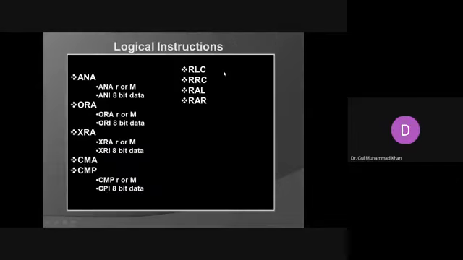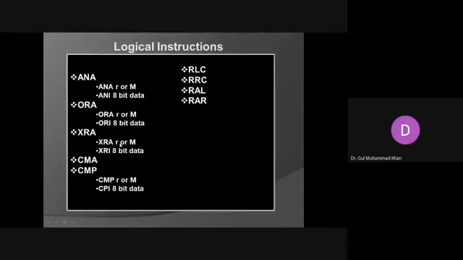Next is logical instructions. What logical instructions do we have? We have AND, OR, XOR, complement, compare, rotate, rotate through carry, and rotate all right, I mean, considering carry as a part of the instruction as well. Again, it is with a register, memory, or with 8-bit data.